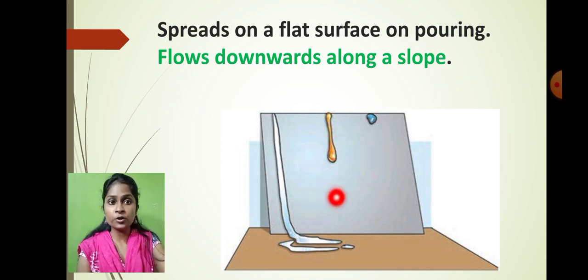Here it is an oil drop. Here it is grease. So whenever we pour the liquid according to the slope, here it is the slope, the liquid flows on the slope very immediately. So we can say that liquid spreads on a flat surface on pouring and flows down along the slope. So these are the properties of the liquid.